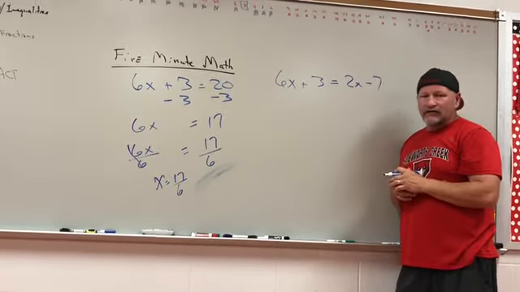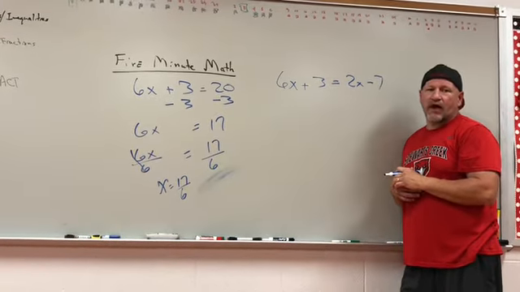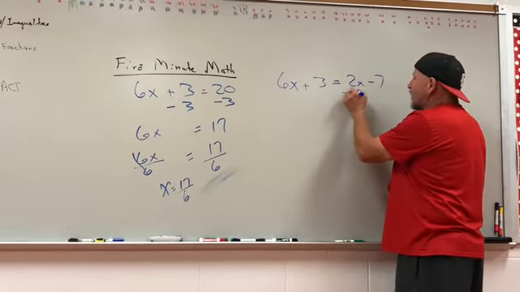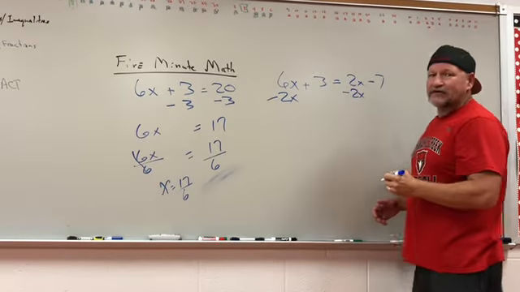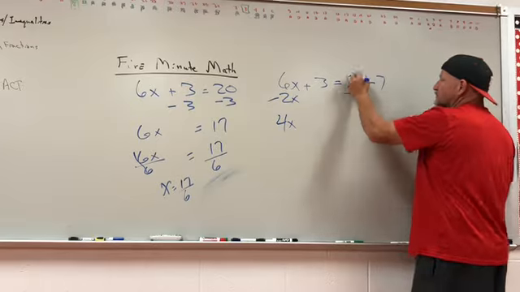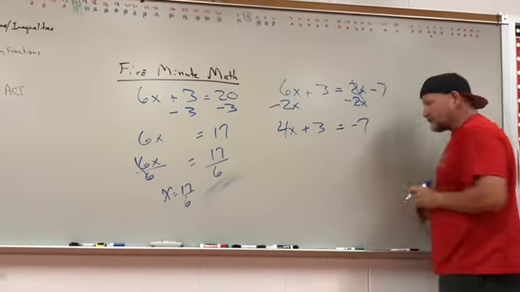Well, think of it like this. If you had 2 times $2 or 6 times $2, which would you rather have? You'd rather have the 6 times 2. So keep that one where it's at. So I'm going to subtract this one from this side, and whatever I do on one side, I've got to do on the other. So that gives me 4x over here. 2x minus 2x goes away. I have plus 3 equals negative 7.